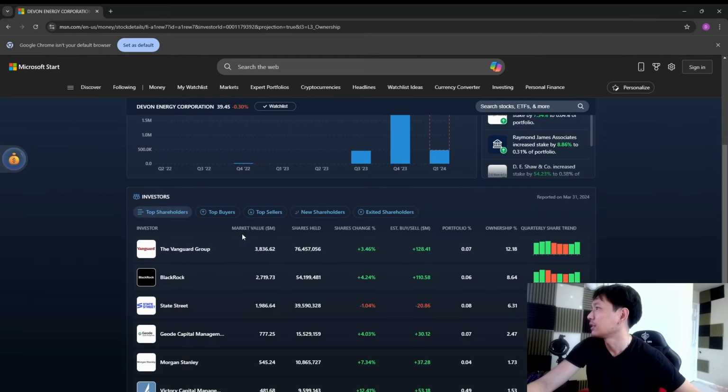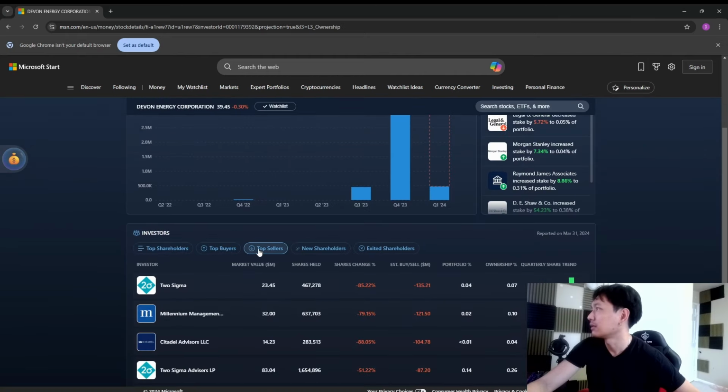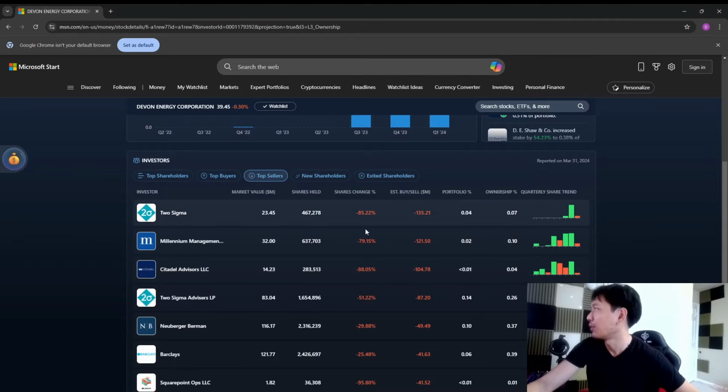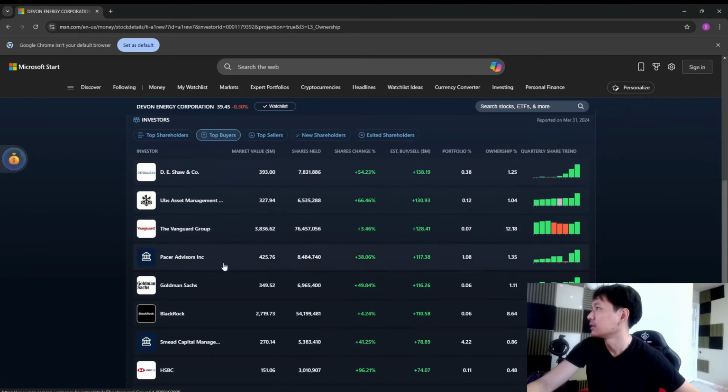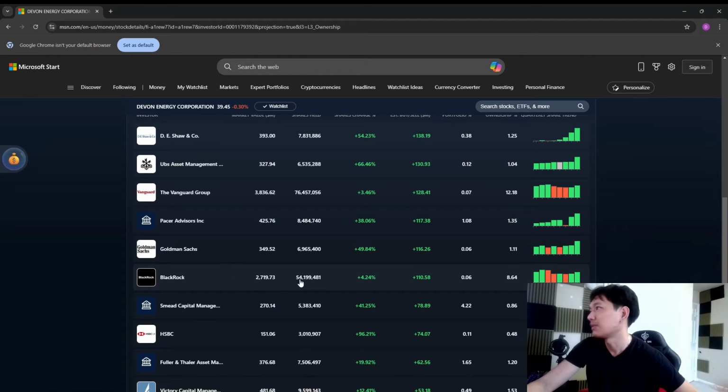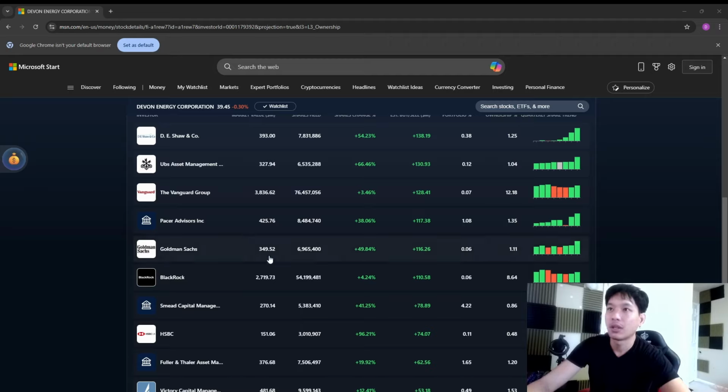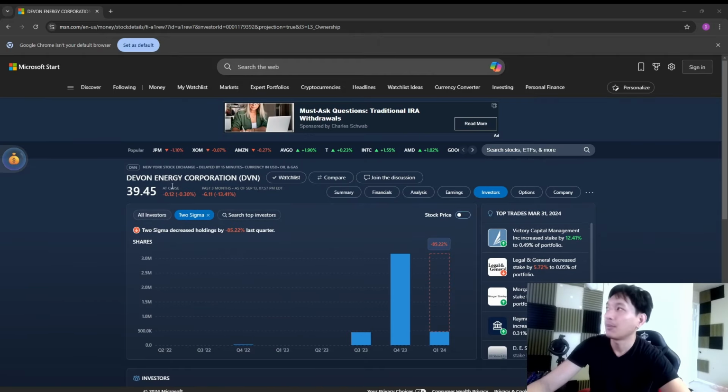Let's look at top sellers first before I decide. All right, top buyers. Just because BlackRock, Goldman Sachs, and Vanguard are purchasing it, it gives me a feeling that I should purchase this stock for a long-term gain. I'm probably going to buy this stock to hold on for the next 2-3 years.